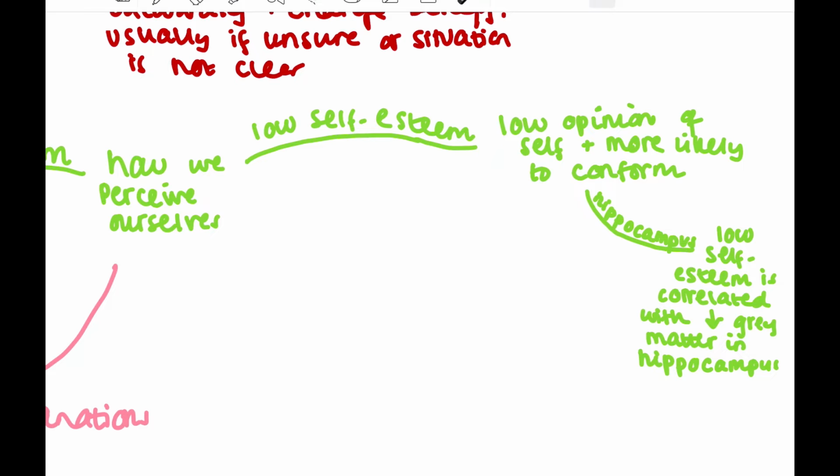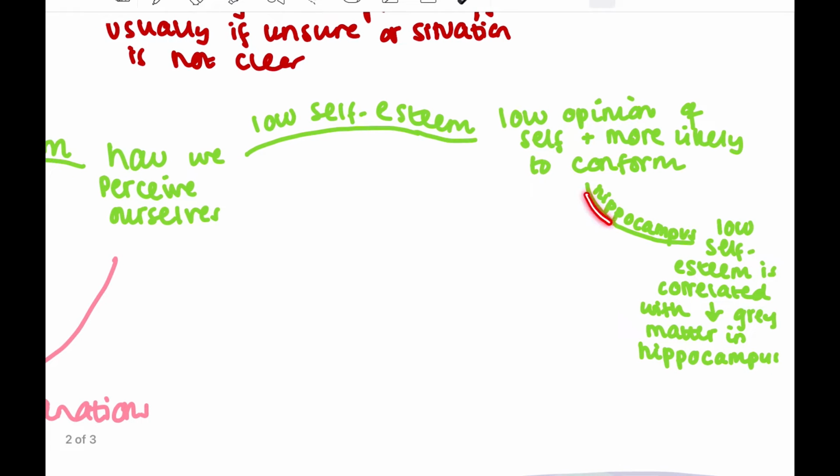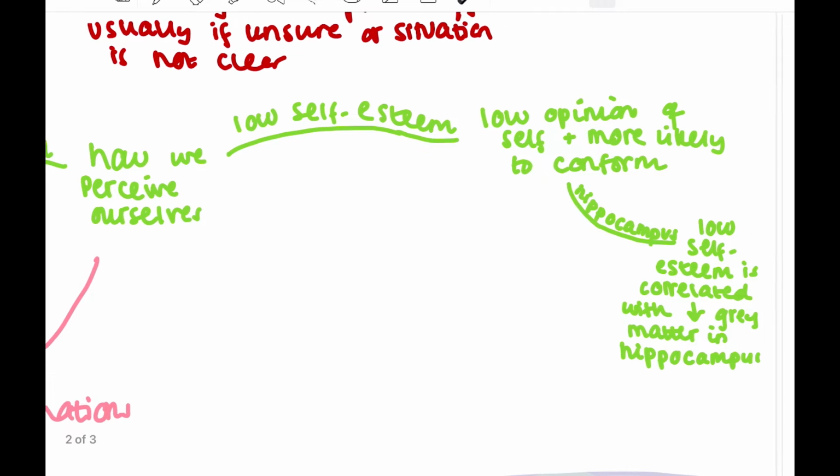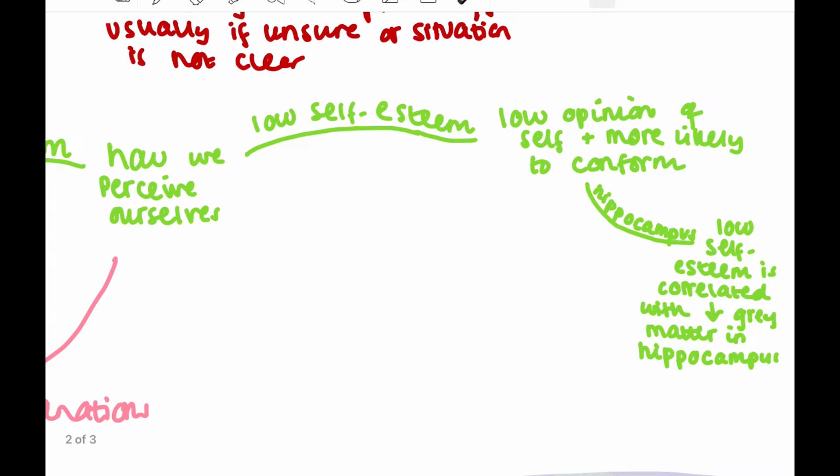There is also a neuropsychological explanation to go along with that, and that has to do with the hippocampus. This is right in the centre of your brain towards the bottom of it. What we've found is that if you have low self-esteem, there's an association with reduced grey matter in the hippocampus. Grey matter is brain tissue.